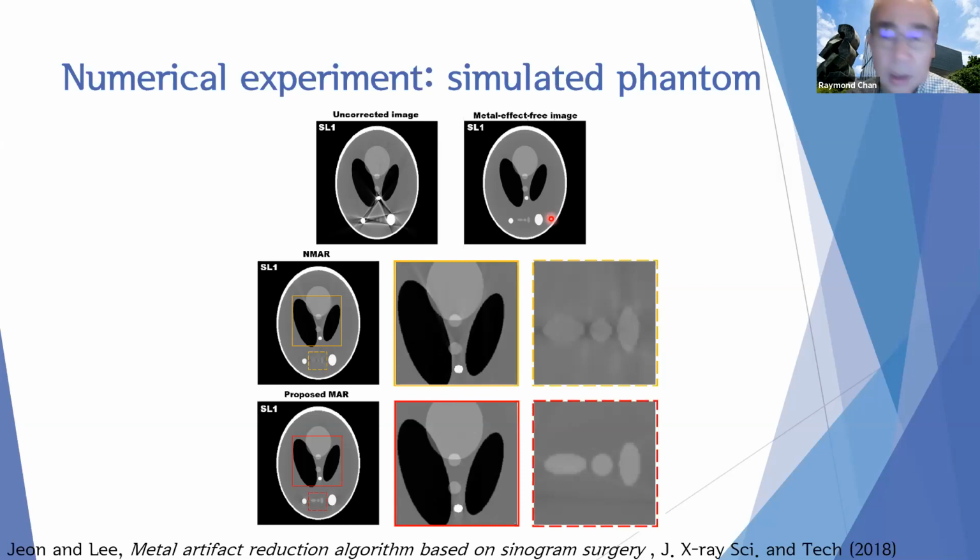Okay. And let me mention the metal artifact reduction and the scattering reduction a little bit. Actually, the metal artifact is a local artifact, okay? But the scattering artifact is a global artifact. So the scattering happens in whole images. So usually the scattering is a much harder problem.